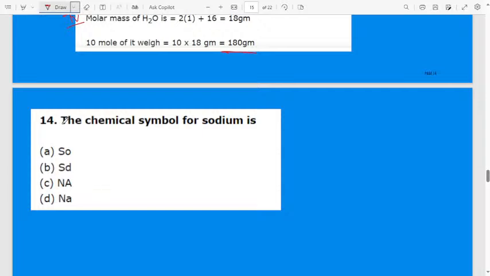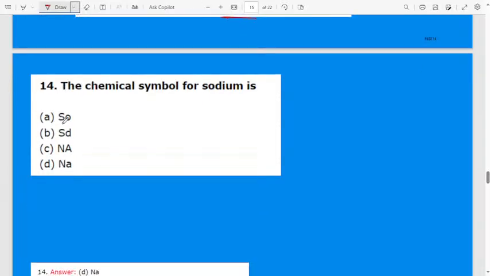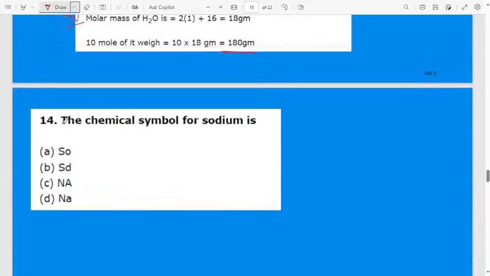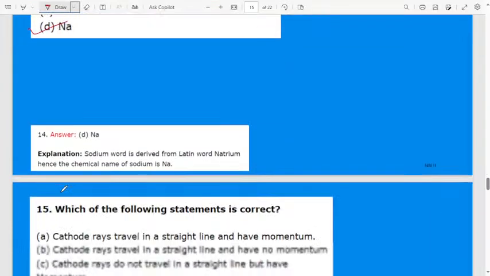Next question, the chemical symbol for sodium, a very easy question. What is the chemical symbol for sodium? Option A SO, option B Sd, option C Na, option D capital N small a. Capital N small a will be the correct symbol for sodium.